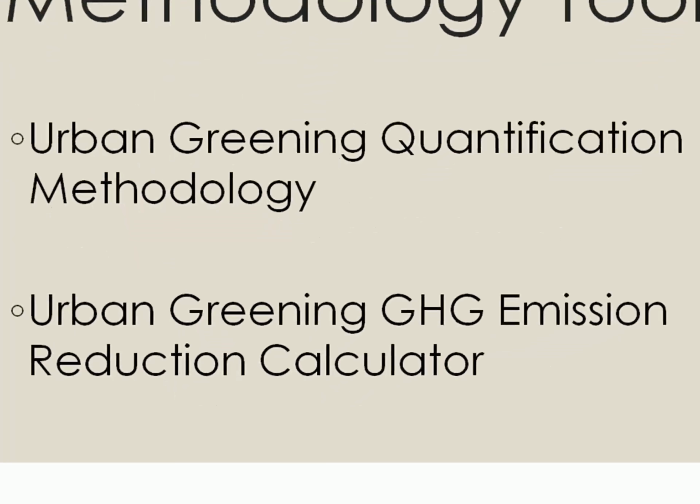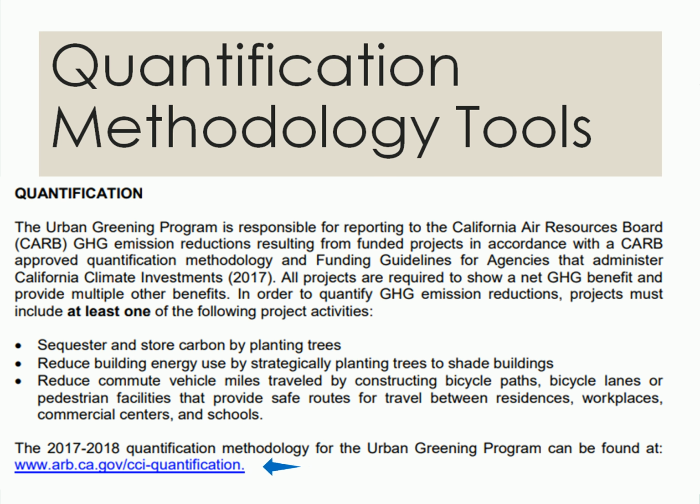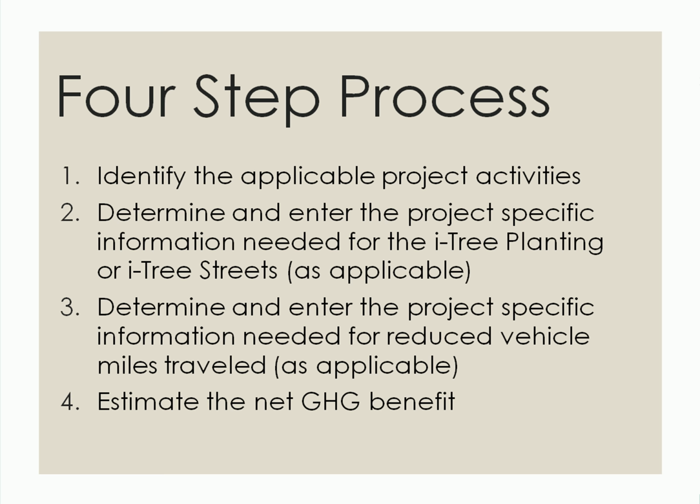One is the Urban Greening Quantification Methodology, and two is the Urban Greening GHG Emission Reduction Calculator. A link to these tools is found on page 2 and Appendix C in the grant guidelines. You can also find these tools on the Urban Greening website. Using these tools, applicants should follow 4 steps to determine their project's net GHG benefit.